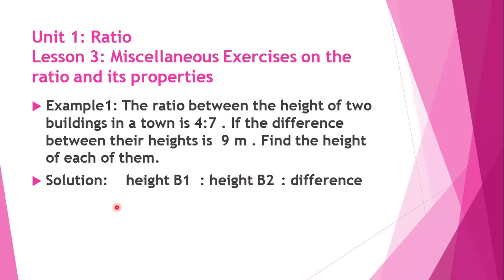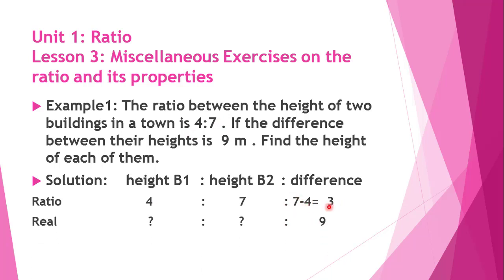The first line under this will be the ratio. We have 4 for building 1 to 7 for building 2, and also we have the difference between their heights is 9. So this is the real difference. But here I want to calculate the difference in ratio, which is 7 minus 4, which is 3. So the first line is about the ratio, 4 to 7, and the difference is 3.